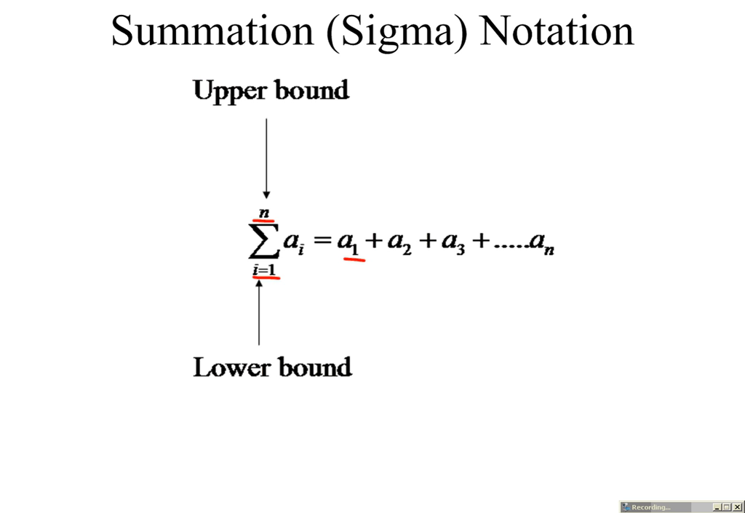I keep going, and now I would put in i equals 2. There's the second term. Put in i equals 3. There's the third term. All the way up to i equals n, which is your upper bound, the nth term, and it's a summation, so we add all of those terms together.